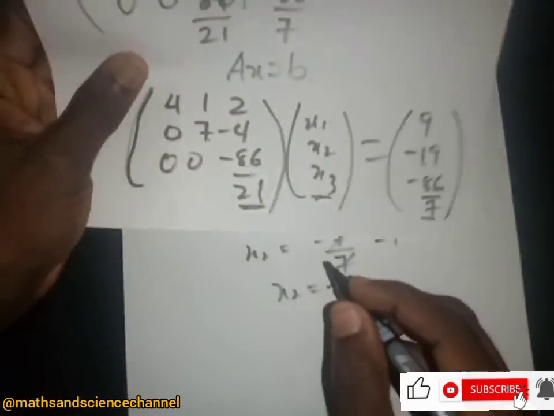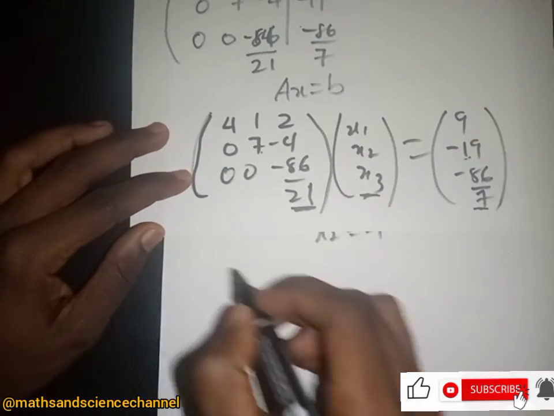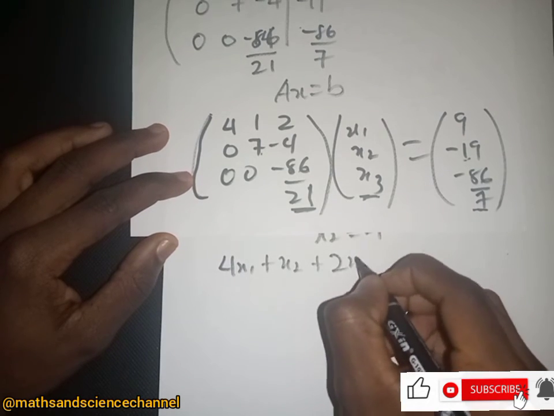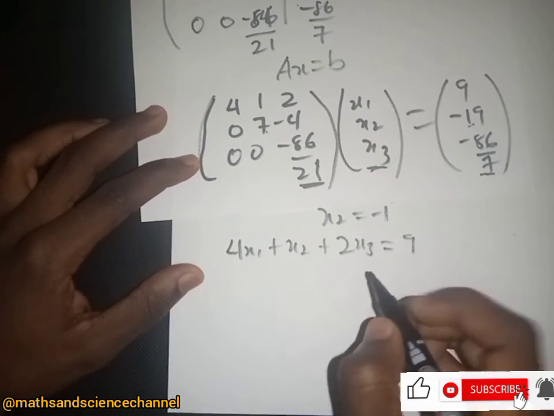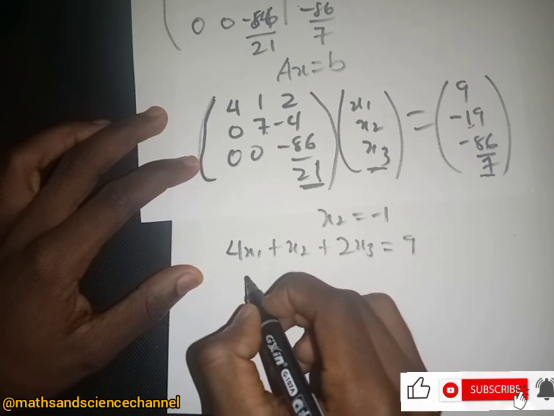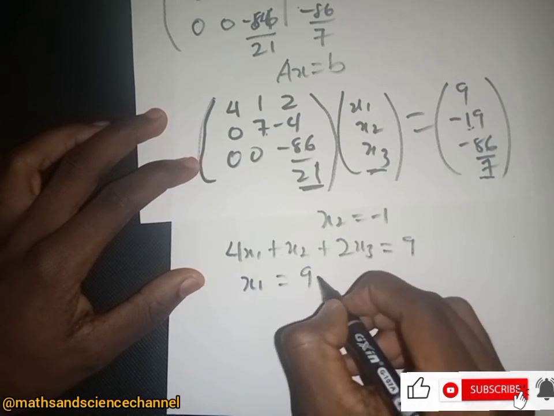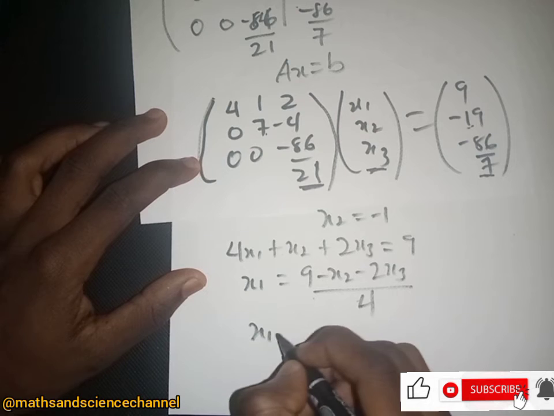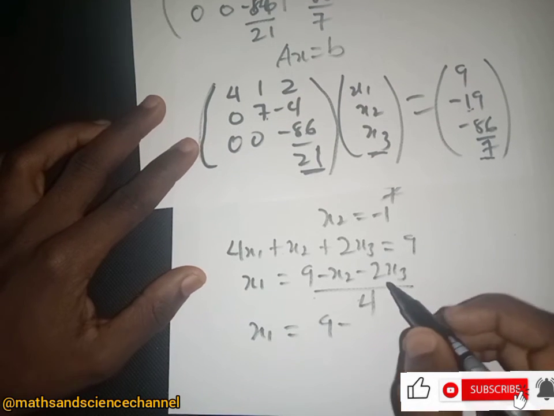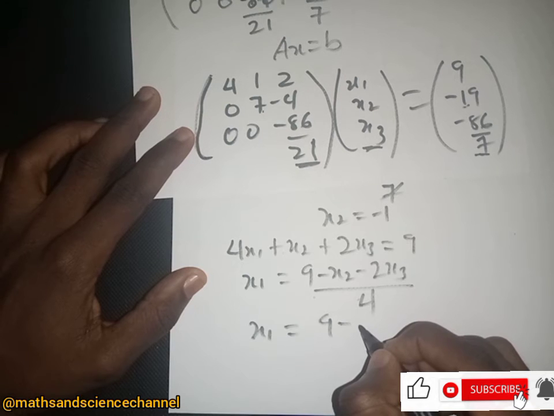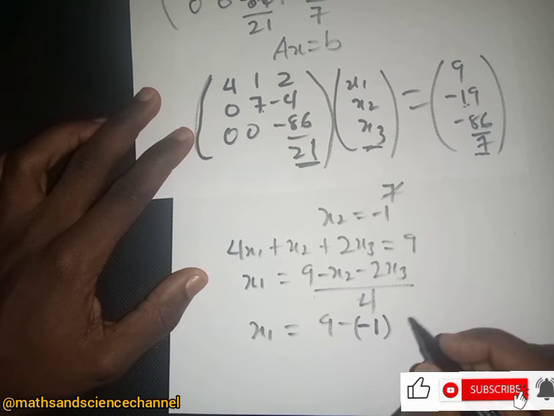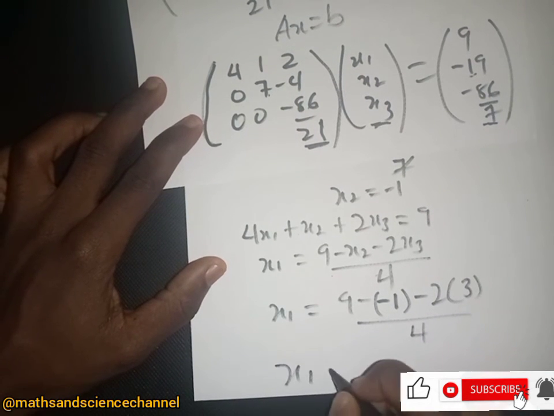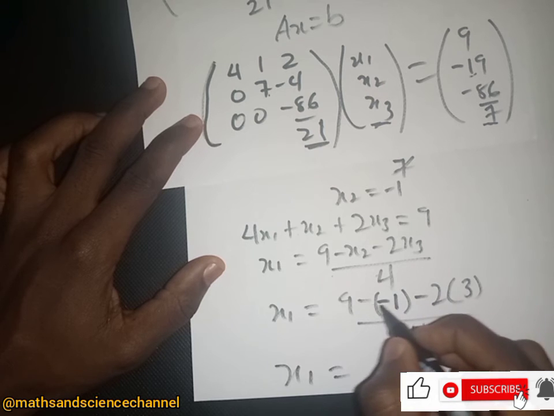Then for the last part we have just 4x1, then plus x2, then plus 2x3 being equal to 9. So over here we are just going to get x1 here to be 9, this goes there, negative x2, negative 2x3 here divided by 4. So x1 here will just be 9 minus x2. So x2 is just negative 1, right? Minus 2 times x3, which is just 3, divided here by 4.